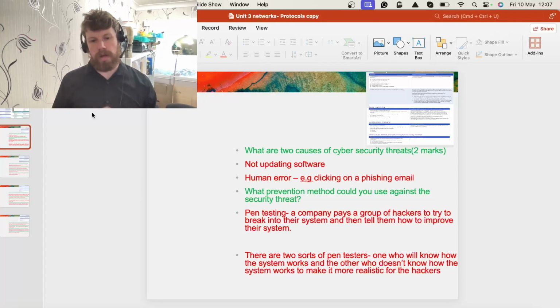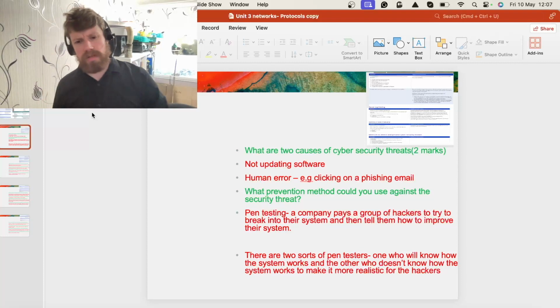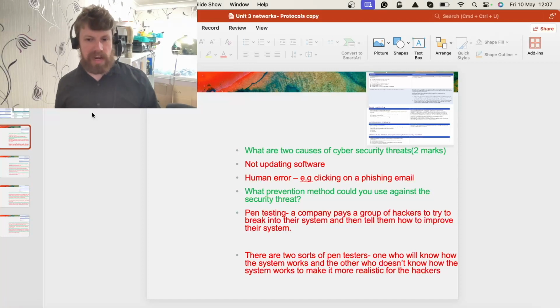So there are some different types of pen testers. There are ones who know how your system works, so they might be in-house. Essentially, you have a team of people and they're always checking to see if there's potential threats. But a more likely situation is where you hire some external people who don't know how the system works, because this is how hackers are going to actually try and get onto your system. It's unlikely that you could get someone from inside your organization who's going to hack you. So that can be quite a good method in trying to prevent these from happening.